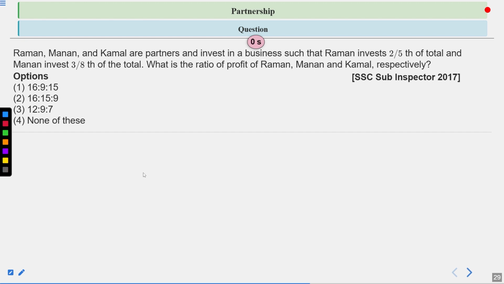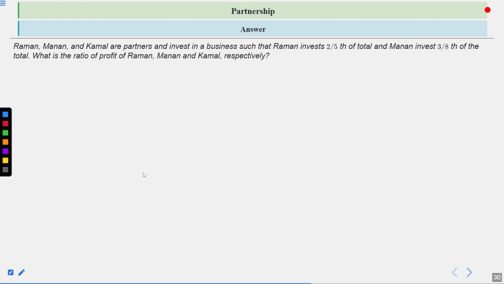Now time's up. Let's see the solution of this question. It is given that Raman, Manan and Kamal invested in a business such that Raman invests 2/5 of the total and Manan invests 3/8 of the total. So we can say that if our total amount is 8 units, 2 units were invested by Raman and 3 units by Manan. The remaining amount is invested by Kamal. So 3 plus 2 is 5, so 3 units were also invested by Kamal. Then we can calculate the profit ratio. The correct answer of this question is the second one, which is 16:15:9.